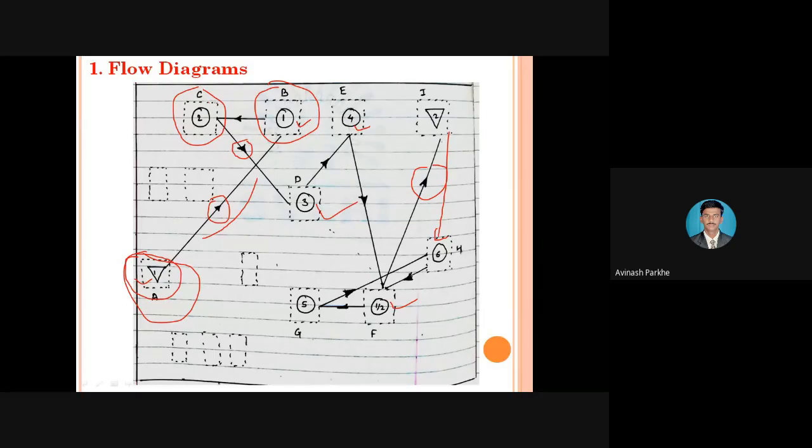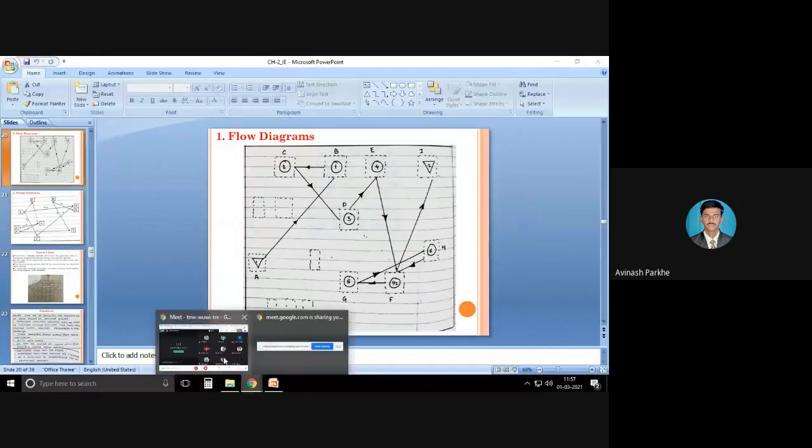Again, that flow diagram has some disadvantages. Those disadvantages can be eliminated by the second type, which is called a string diagram, and that next type we will discuss in the next lecture. So with this, today we will stop here. The remaining type we will discuss in the next lecture.